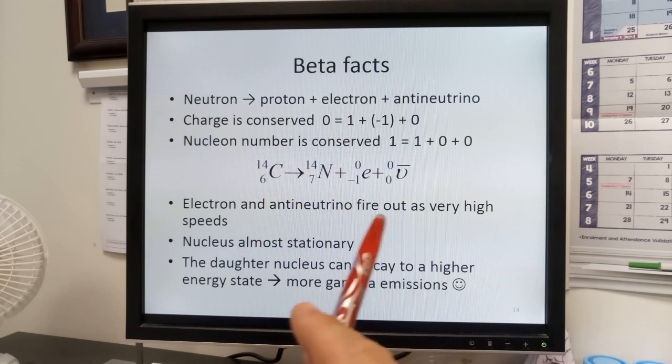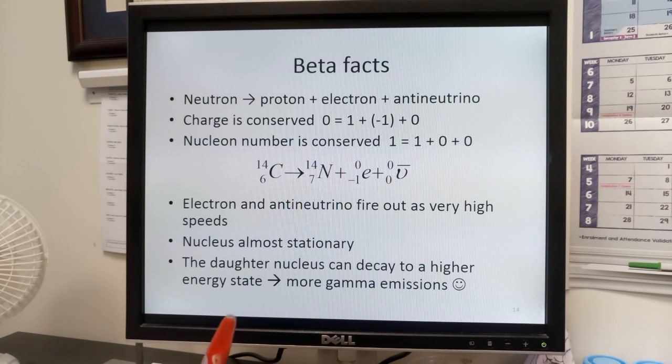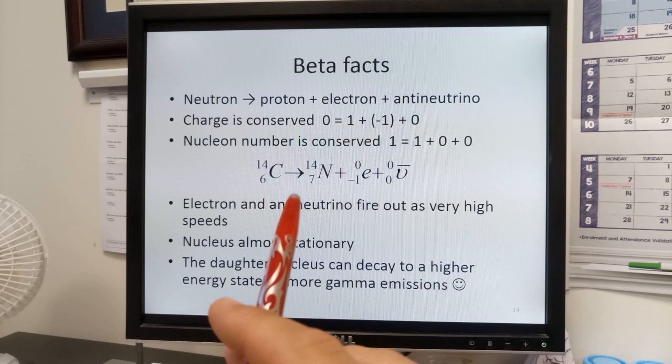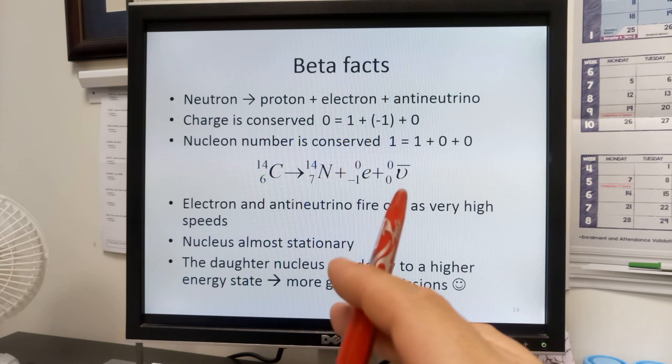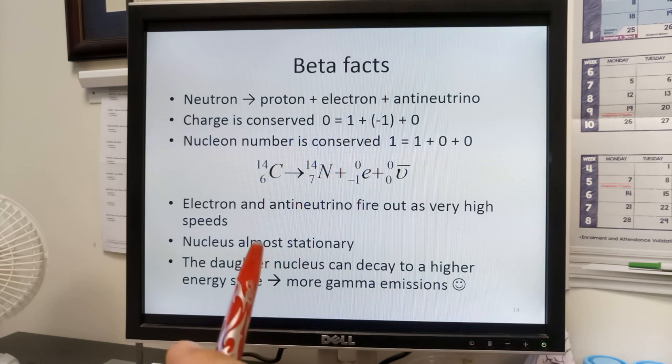The electron and the antineutrino fire out at really high speeds, but the nucleus is almost stationary, and then it will move ever so slightly. But I mean, it's like when you jump and land on the planet Earth. The Earth moves with you, but it only moves slightly because you're so much smaller than it. So the electron and the antineutrino, they achieve such high speeds because it's a lot of energy and a small amount of mass, even though we regard them as being massless here. And the nucleus is almost stationary because it's like a giant planetary body compared to the size of those things.